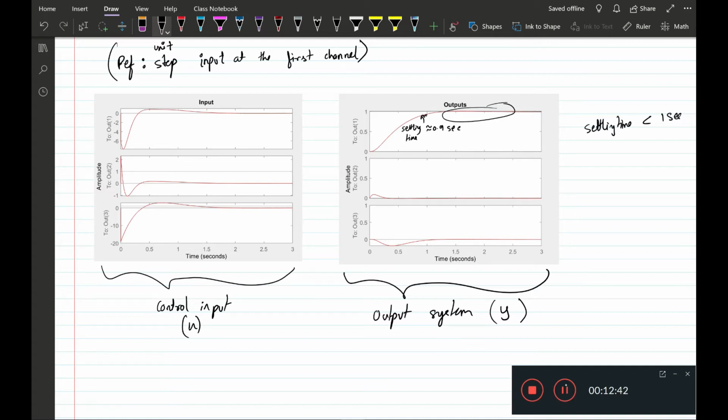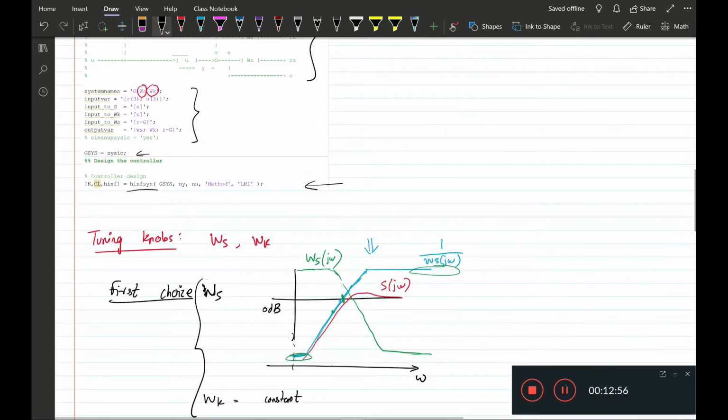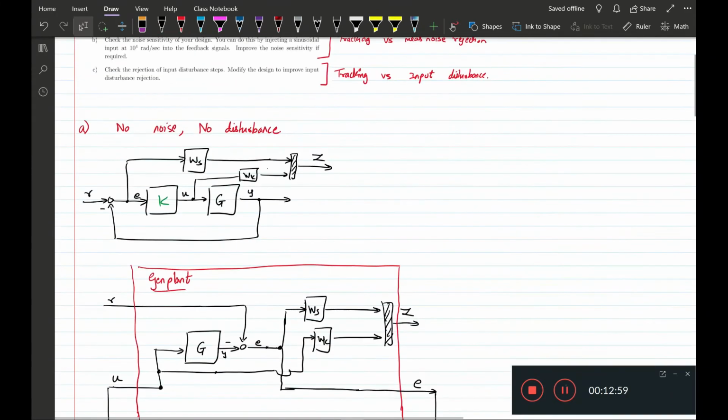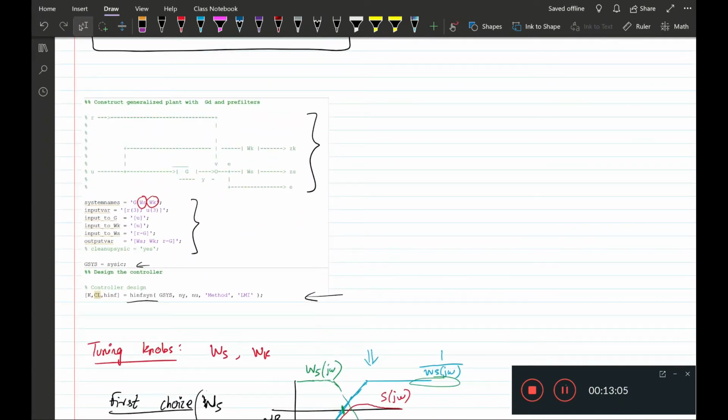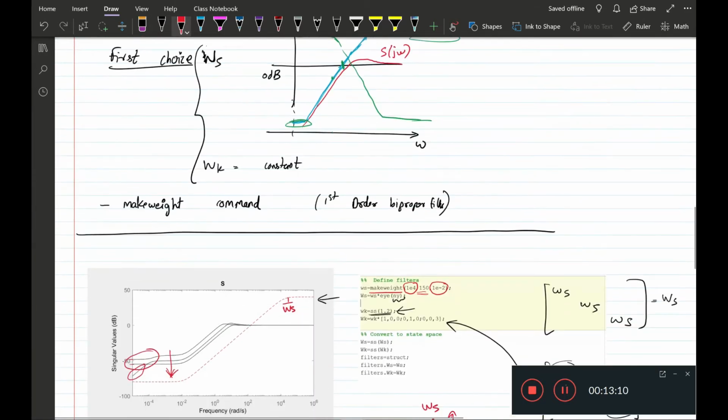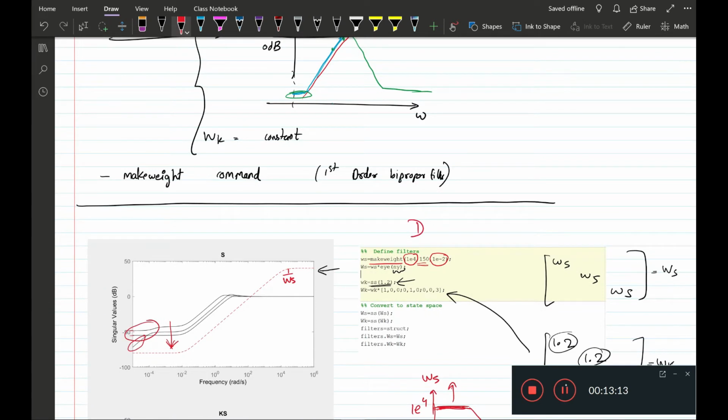Yes, and the control input 3 is less than minus 20, or in magnitude less than 20. So that's for the first design, and let's call this design 2 block design 1.